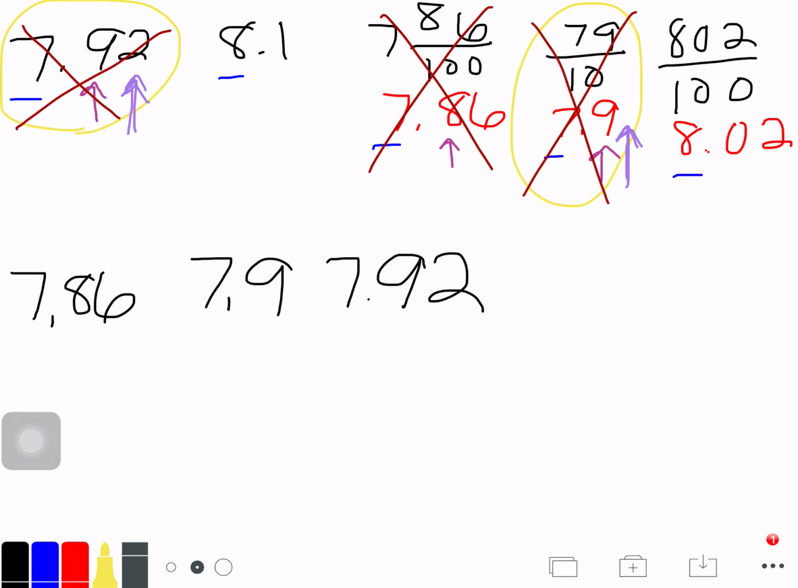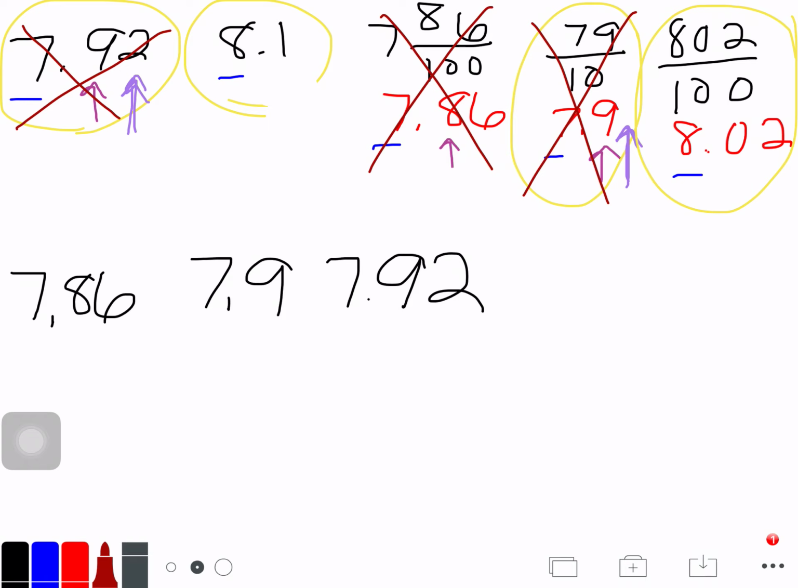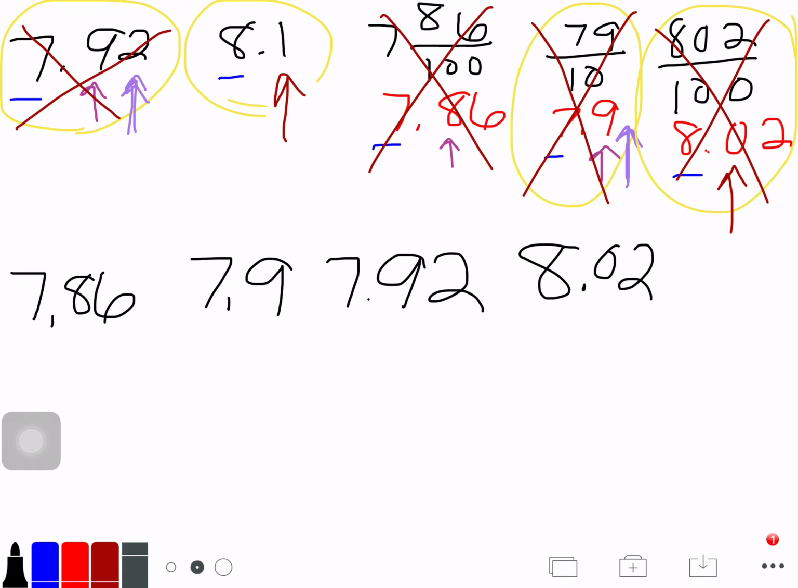So now I need to look at the decimals that have an 8 in the ones place. Since the ones place is the same, I'm going to take a look at the tens place. 8 and 1/10, 8 and 0 tenths. So I know that 0 is smaller than 1, so then my next decimal is 8 and 2 hundredths. And the last one would be 8 and 1/10. That's how you would order those decimals and fractions from least to greatest.